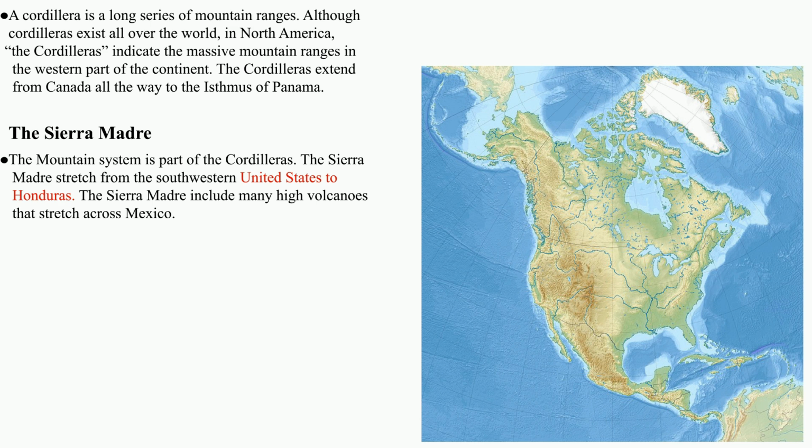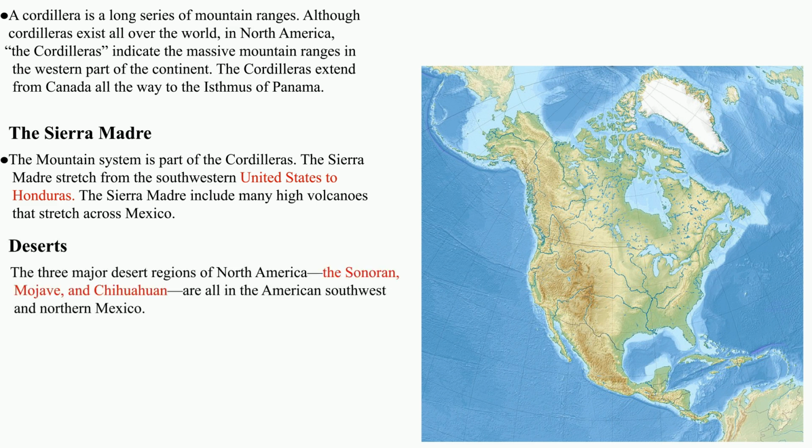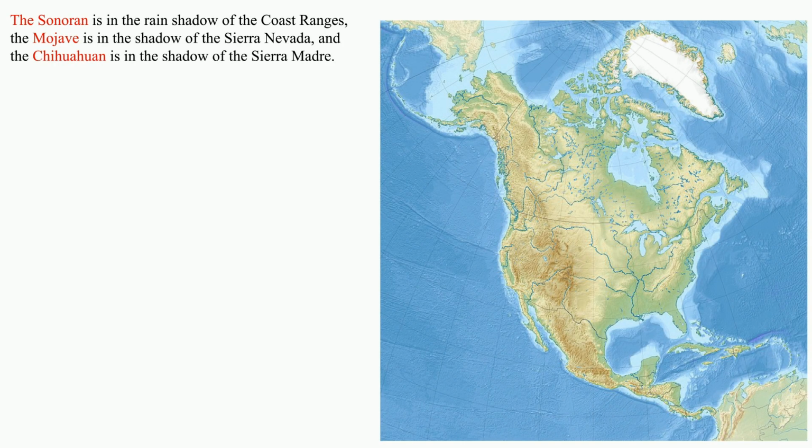Now we will discuss the various deserts in this area. The three major desert regions of North America are the Sonoran, the Mojave, and the Chihuahuan, all in the American Southwest and northern Mexico. The Sonoran is in the rain shadow of the coast ranges, the Mojave is in the shadow of the Sierra Nevada, and the Chihuahuan is in the shadow of the Sierra Madre.